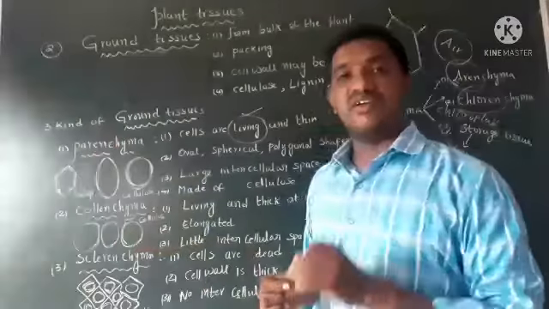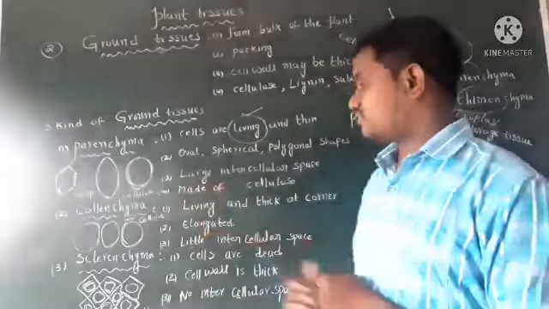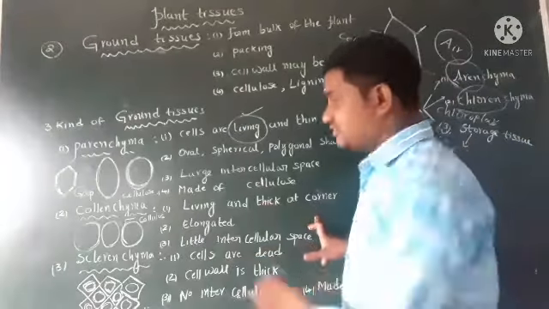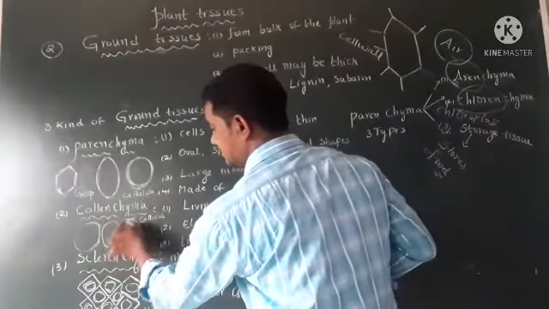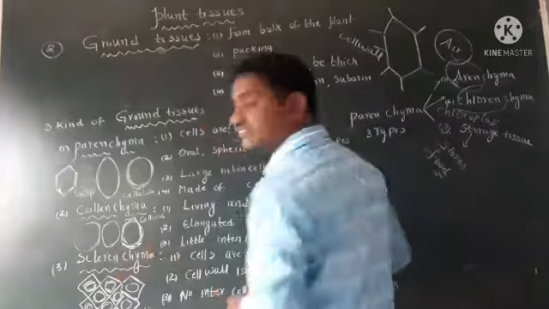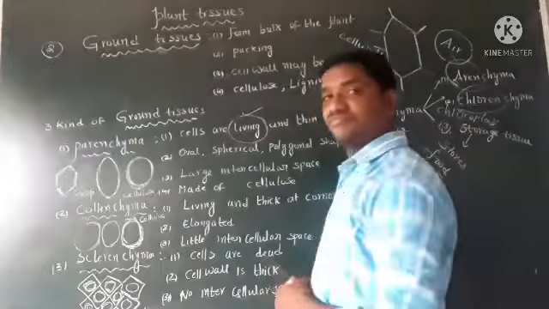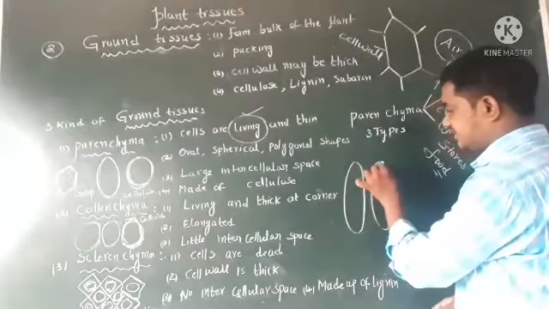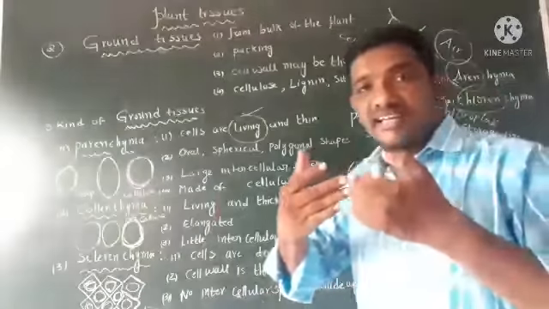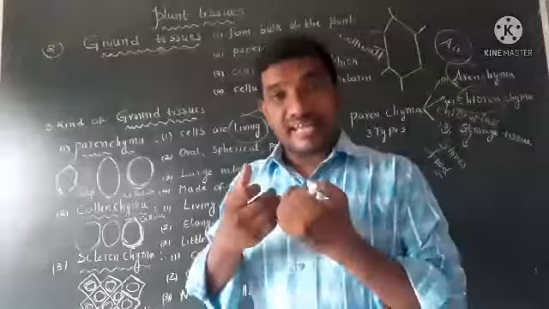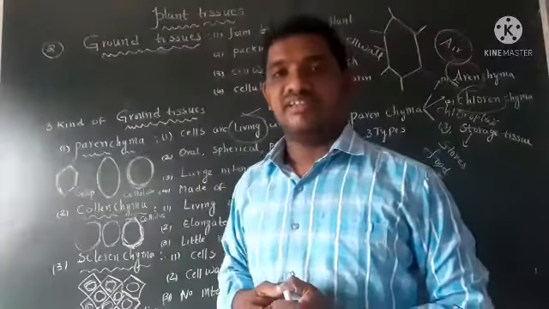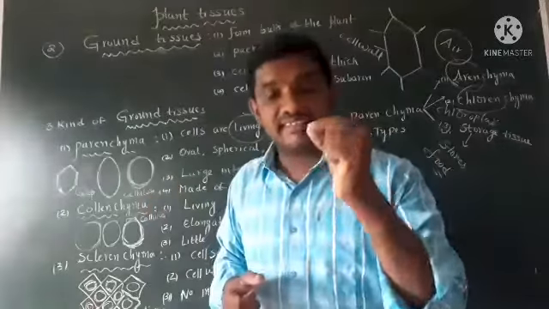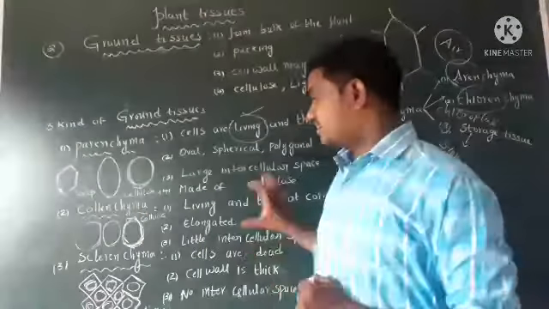Coming to the second one, collenchyma. What is collenchyma? See, these cells are living and thick at the corner. See, this is the corner. Cells are very thick at the corner. Elongated means the cells appear like this. These cells are expanded or extending. It has the ability of expansion, or elasticity. That is the second point.